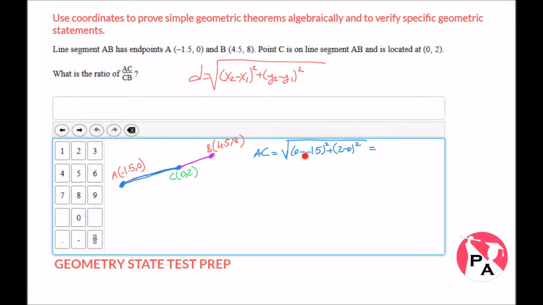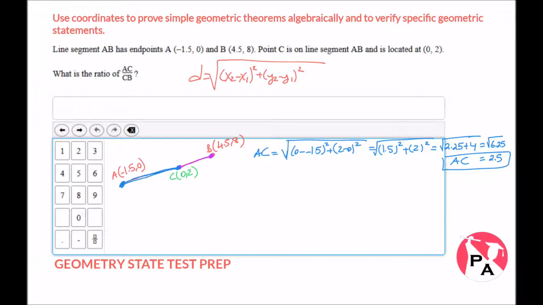0 minus negative 1.5 becomes plus 1.5. So 1.5 squared plus 2 minus 0, which is 2. We are going to square this number. So 1.5 squared is 2.25. So 2.25 plus 2 squared, sorry, 2 squared is 4. If we add these together, we get the square root of 6.25. And if you calculate this, you get 2.5 for the length of AC. Now, this is what we know.